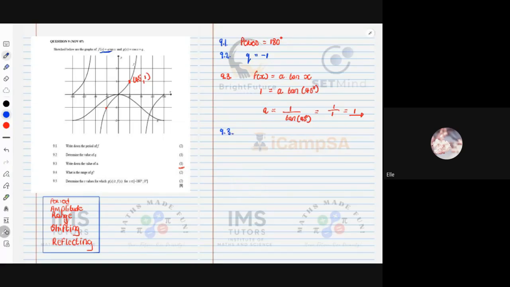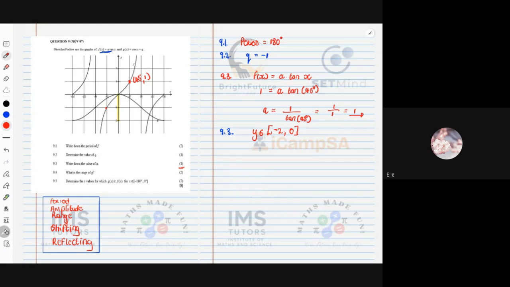What is the range of g? The range of g, we are looking at the y values. Our g starts from here to here. So as you can see, our graph starts from -2 to 0. That is our cosine function. So y is an element of -2, starting with the low value, to what? To 0. That is your range.